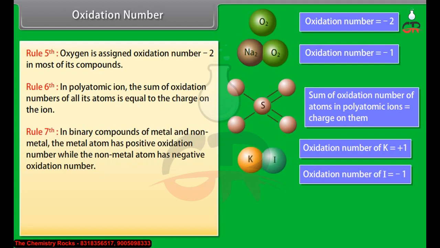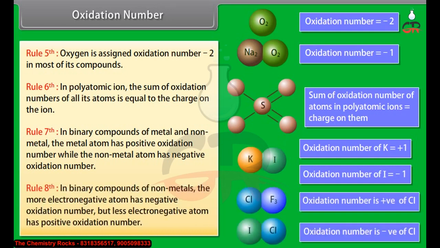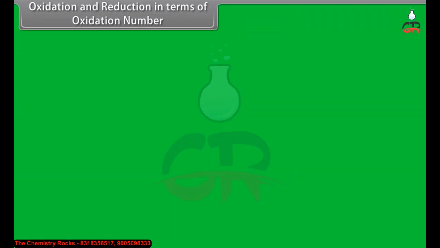Rule seventh. In binary compounds of metal and non-metal, the metal atom has a positive oxidation number, while the non-metal atom has a negative oxidation number. Rule eighth. In binary compounds of non-metals, the more electronegative atom has a negative oxidation number, but the less electronegative atom has a positive oxidation number. Oxidation and reduction in terms of oxidation number.